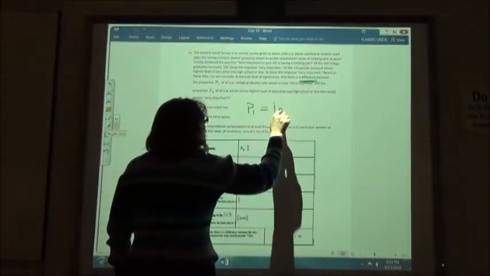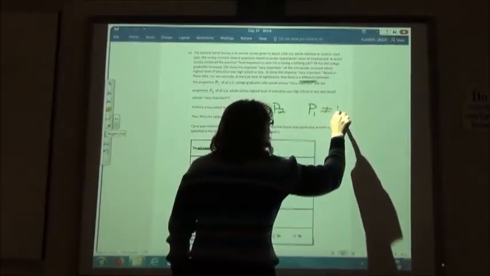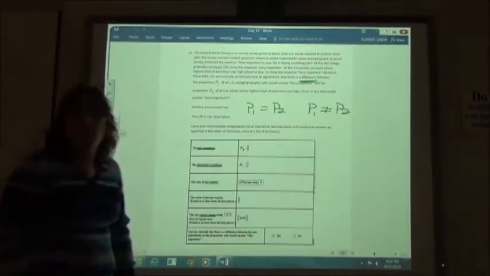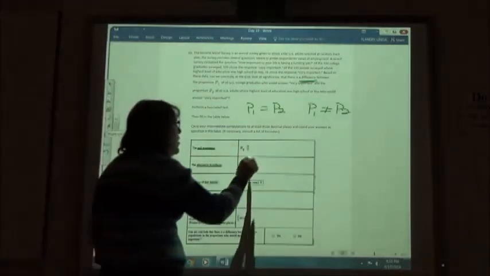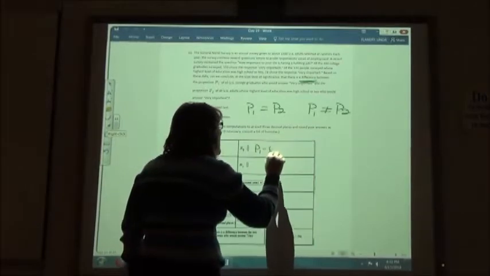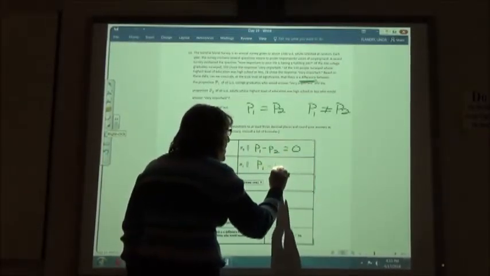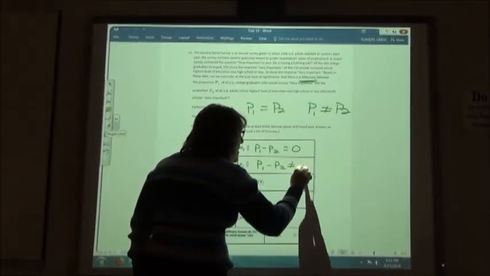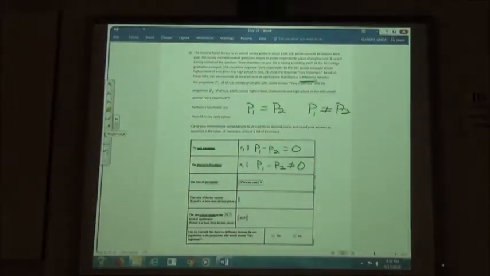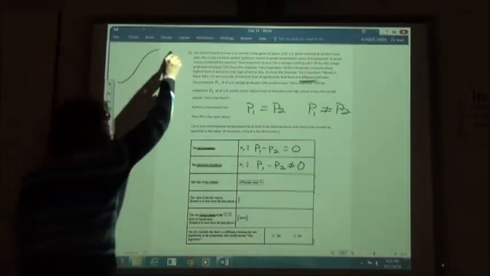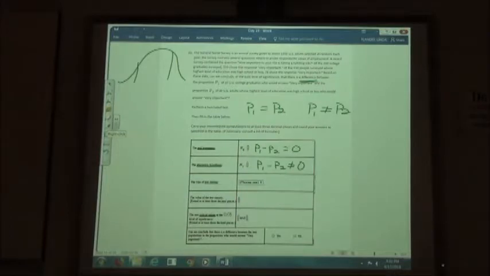P1 being equal to P2 or P1 being not equal to P2, but of course they're going to rearrange those and set them equal to 0, right? So P1 minus P2 either equals 0 or P1 minus P2 is not equal to 0. They are different, right? So again, this one's going to be one of those two-tailed tests because it's an equal and a not equal.